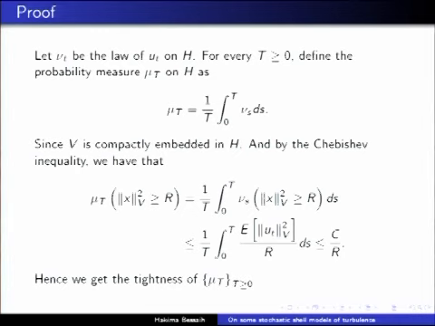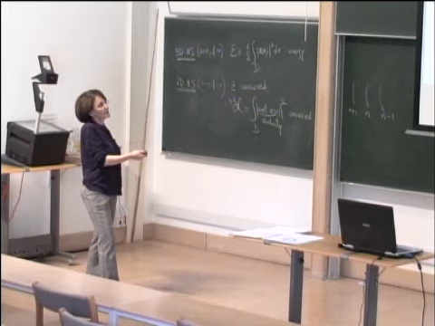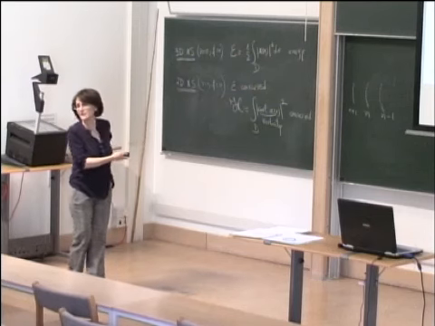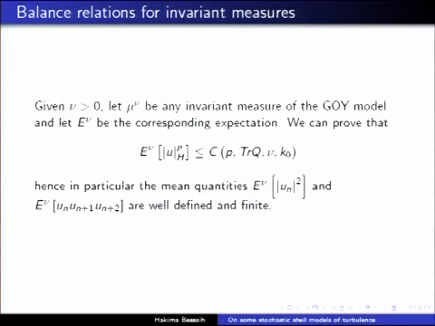As you see here, just for the proof, I am using this expected value that I proved before, the integral between 0 and t of this quantity, which I proved was bounded. And since V is compactly embedded in H, I get directly that this is tight. So I get the existence of an invariant measure. Now, this is what I wanted to show you. So I have an invariant measure.